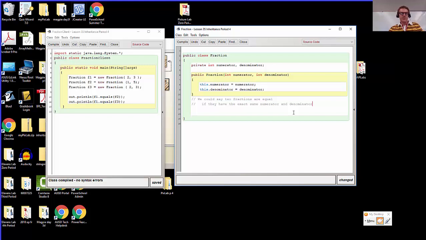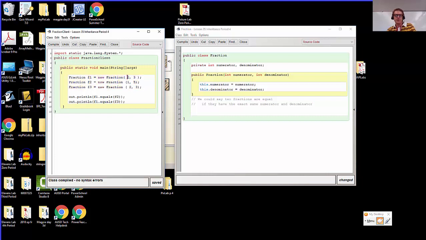We could do it different ways. We could say if when you divide numerator by denominator, their quotients are the same. That way you wouldn't have to reduce them, right? So, well, whatever, okay? You see, both of those are good ways to do it. Okay, so let's do it this way first. We could say two fractions are equal if they have the same exact numerator and denominator.